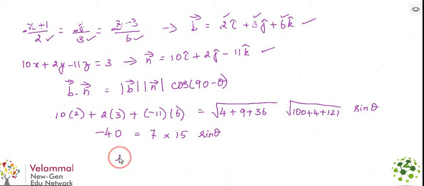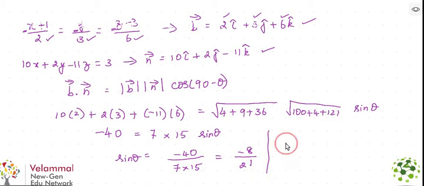So what is sine theta equal to? Sine theta is equal to negative 40 over 7 times 15, which is the same as negative 8 over 21. So when I want to tell the value of theta, I say theta equals sine inverse of positive 8 by 21, because we need to give the positive answer.